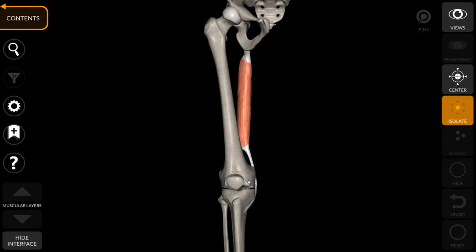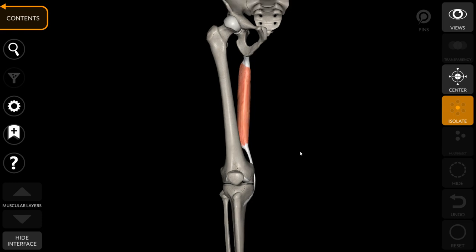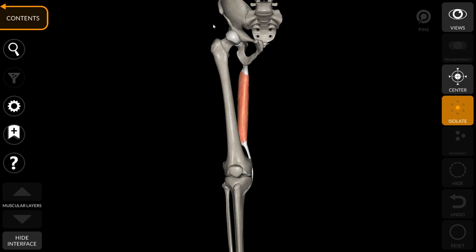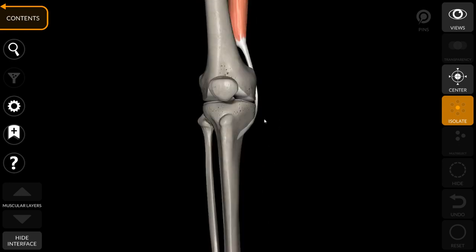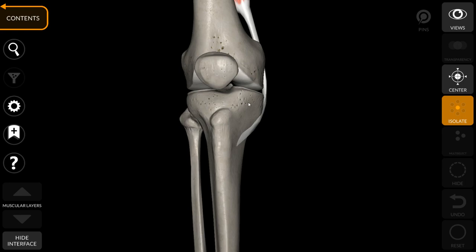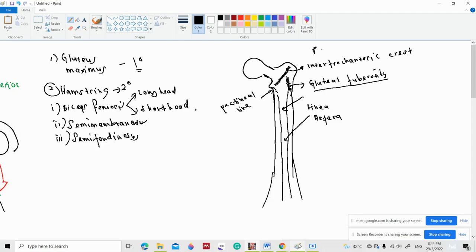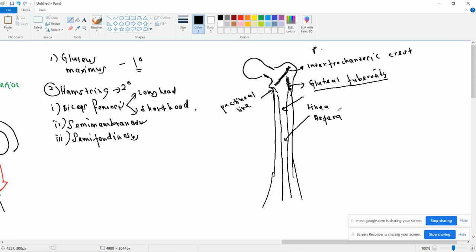sartorius. Can you remember your sartorius, class? Your sartorius basically originates from your ASIS. It is a very long S-shaped muscle, and it inserts into this region. It's not exactly the medial condyle actually. Usually we describe this as the inferior surface of the medial condyle of the tibia. Let me draw something about this structure, class. Please listen carefully, class.